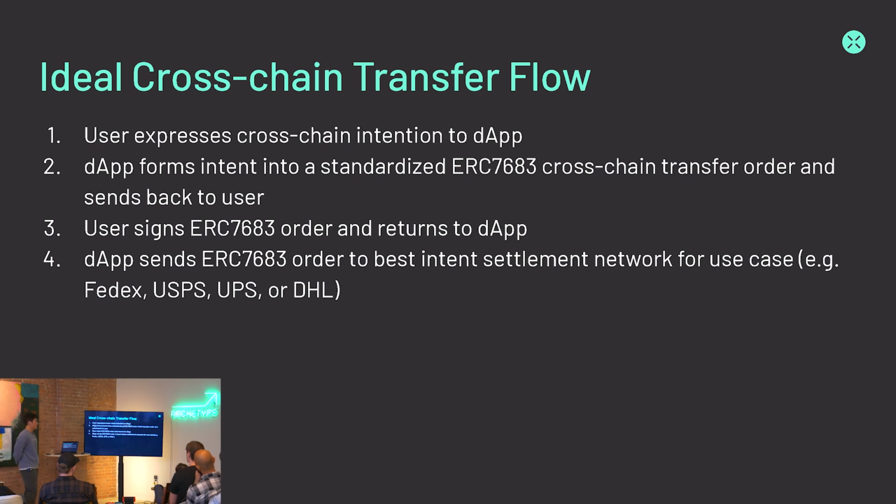A user expresses a cross-chain intention to the DApp. The DApp forms that intent into an order, sends it back to the user. The user signs it, returns it back to the DApp. And these back and forth steps are OK because it's all happening on the front end. And then the DApp sends the order onto the best settlement network for their use case. So FedEx, USPS, UPS, DHL, et cetera.